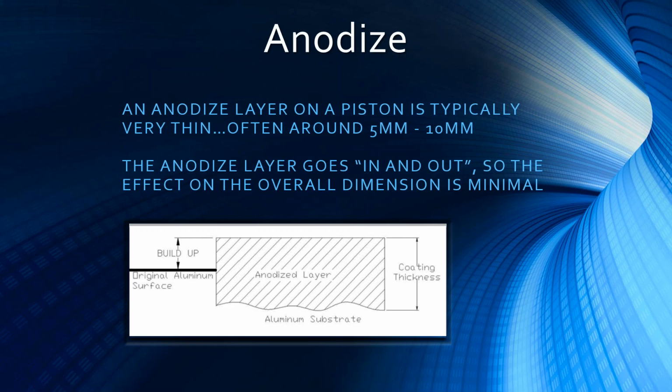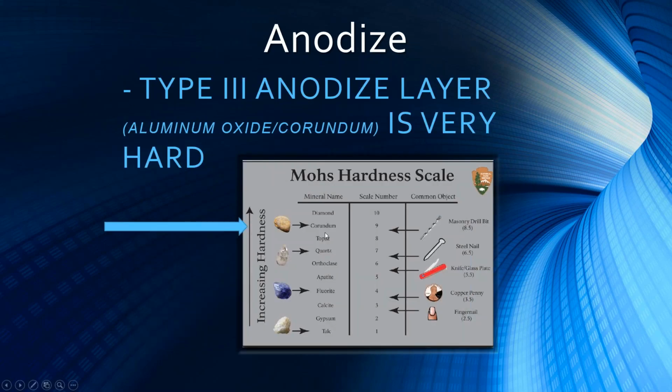It actually penetrates into the base material by about a thousandth of an inch, and it builds up on top of the aluminum by a thousandth of an inch, and that's actually corundum, which is aluminum oxide. Corundum on the hardness scale is just below diamond, which is the hardest natural substance we have. And so aluminum oxide provides a very strong, durable, hard surface.